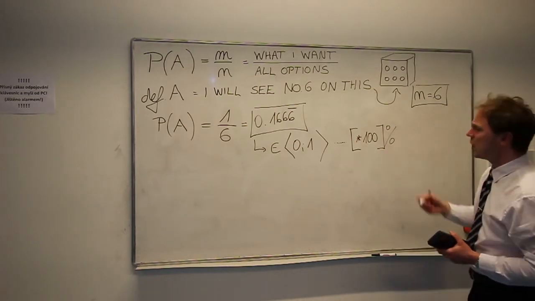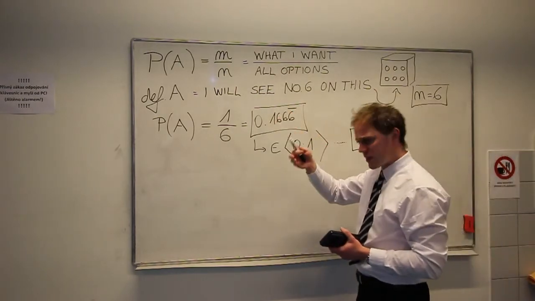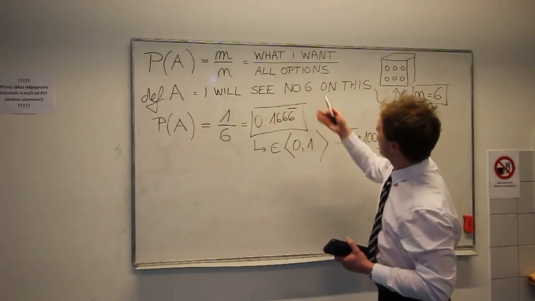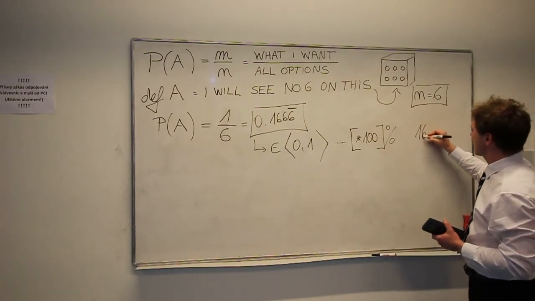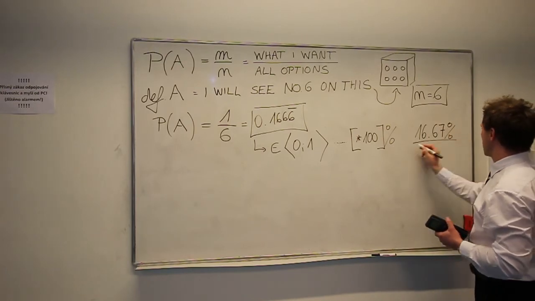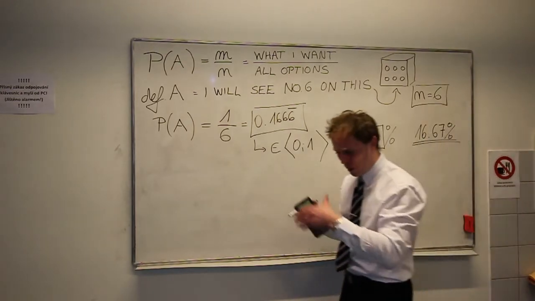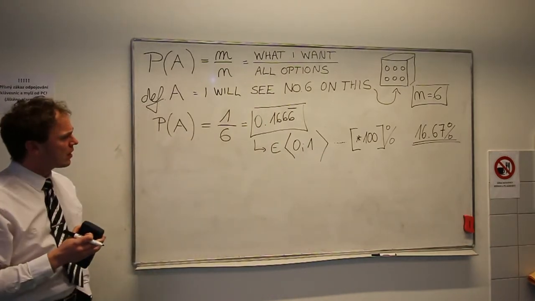So it's possible to say that the probability that you will see, within one roll, the value 6 on this dice is 16.67%. It's possible to interpret the probability in percentage. So this is the first case.